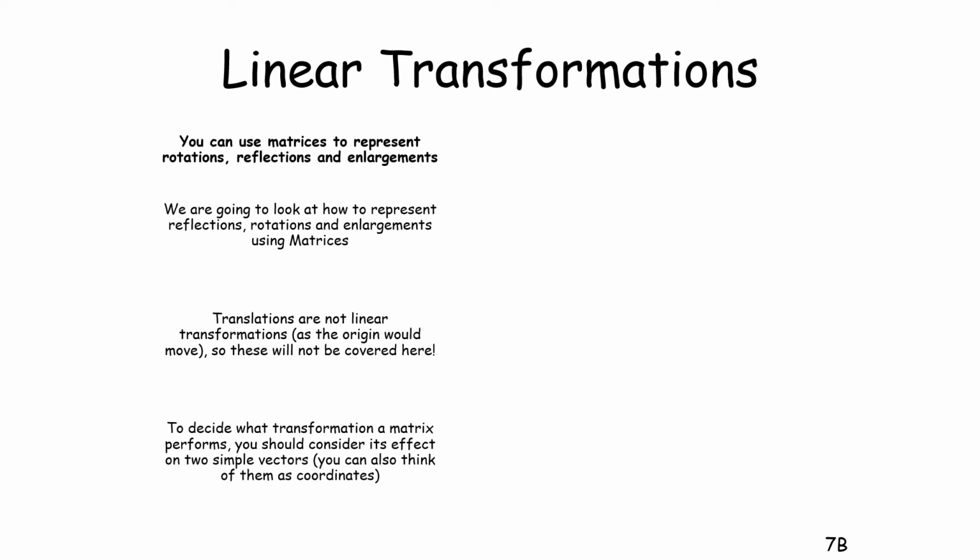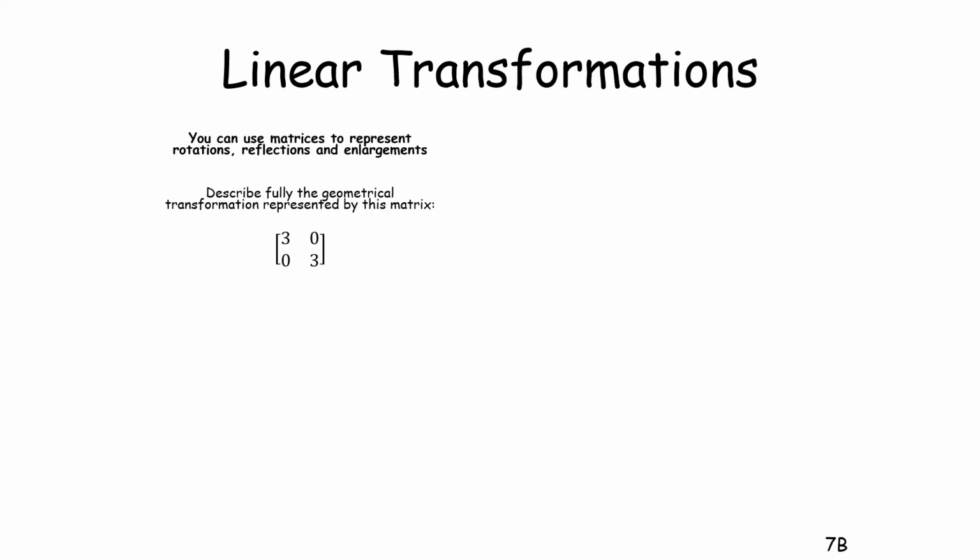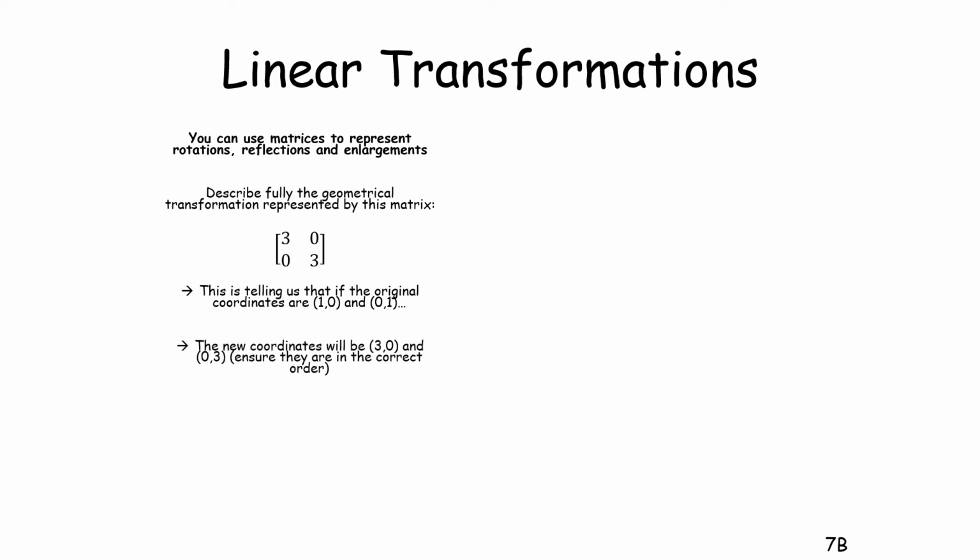To decide what transformation a matrix performs, you should consider its effect on two simple vectors. You can also think of them as coordinates. So we go 1, 0, 0, 1. As matrix, we could represent these coordinates as 1, 0, and 0, 1, like this. So describe fully the geometrical transformation represented by this matrix. This is telling us if the original coordinates are 1, 0, and 0, 1, the new coordinates will be 3, 0, and 0, 3.